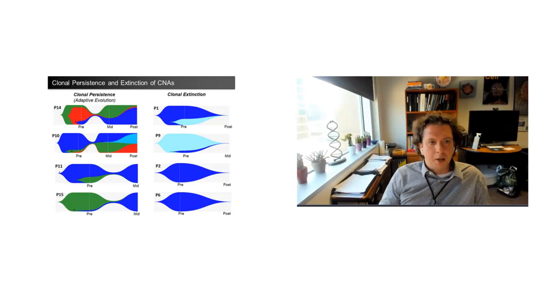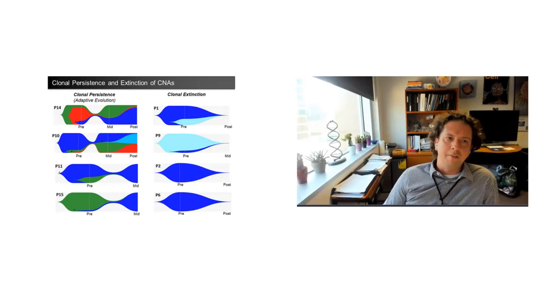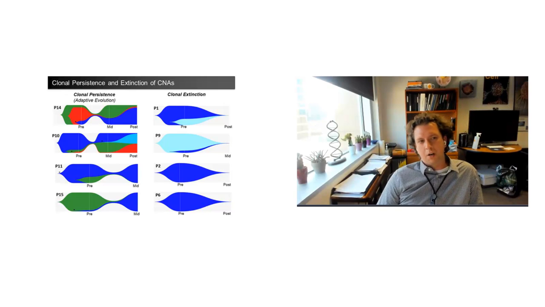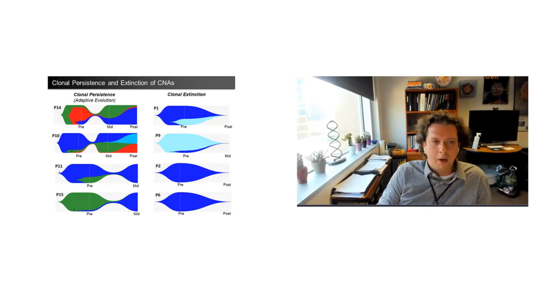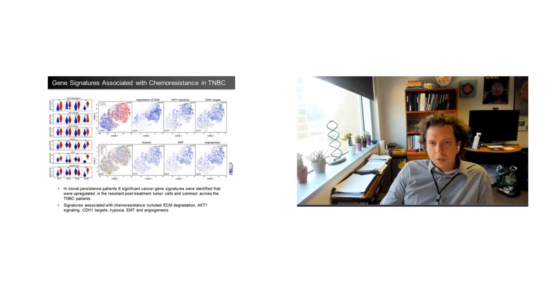And so we saw these 2 responses that we call clonal persistence and clonal extinction. You can also think of them as PCR and non-PCR. They correlate pretty well, but not perfectly. There were some patients that had PCR, but we could still detect some residual tumor cells here.